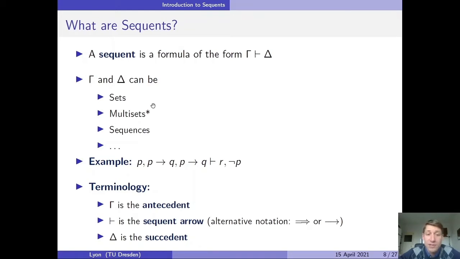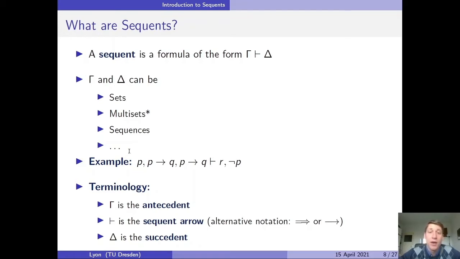They could be multisets where duplicates do matter, but the order of the formulae does not. And I've put an asterisk on the word multisets here because the sequents that we're going to use today use multisets of formulae as opposed to sets or sequences. But also, depending on the logic you're constructing a sequent calculus for, depending on your application, you might, for example, have gamma and delta be sequences where the order and the duplicates of formulae do matter. So this is what you typically see, but I've included an ellipsis down here at the bottom of the list to indicate that there are other possible data structures that can occur in sequents.